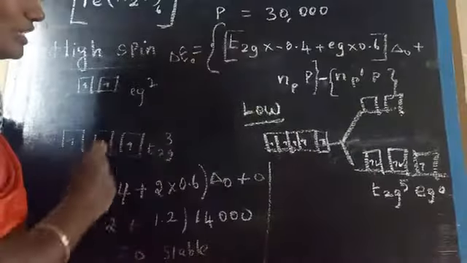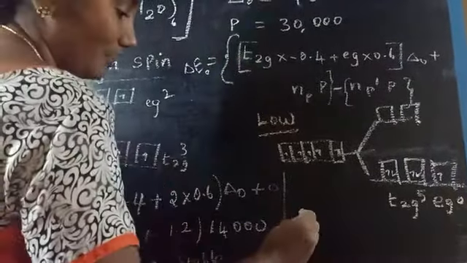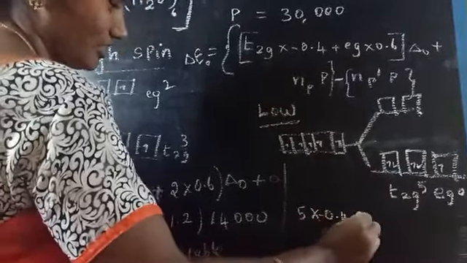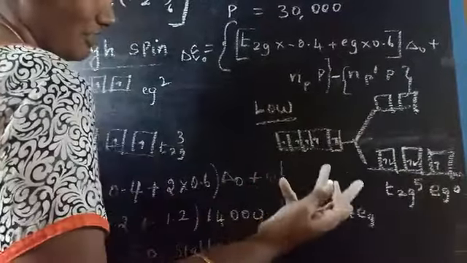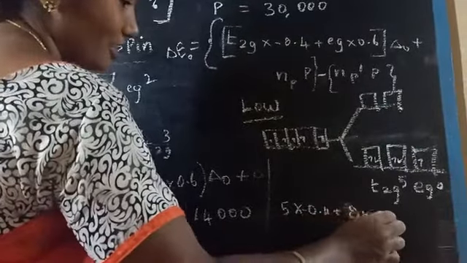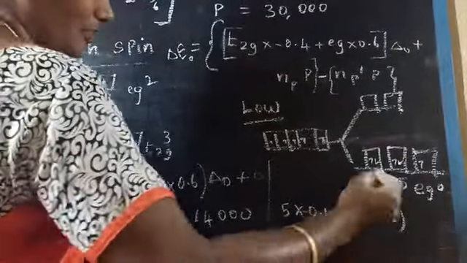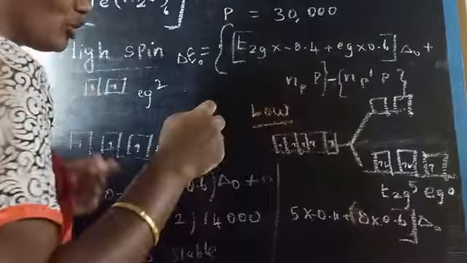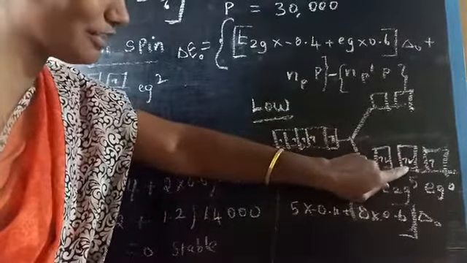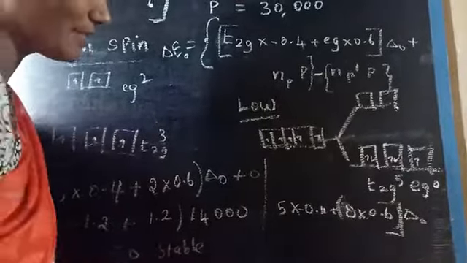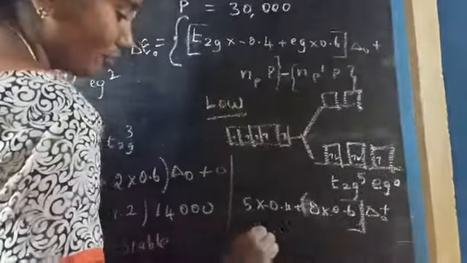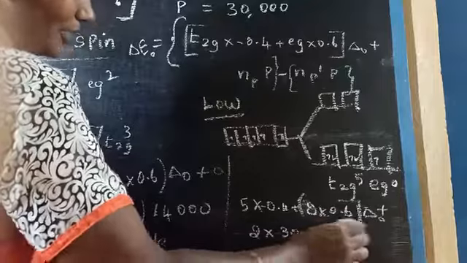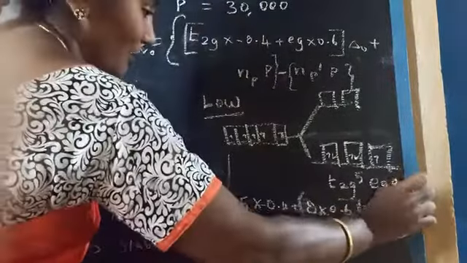Now substitute in the formula. For T2g, how many electrons? 5 electrons into minus 0.4, plus Eg number of electrons 0, so 0 into 0.6, delta 0, plus the number of electron pairing. Here pairing, here also pairing, how many times? 2 times. So plus 2 into the pairing energy 30,000. Instead of delta 0, also write 14,000.